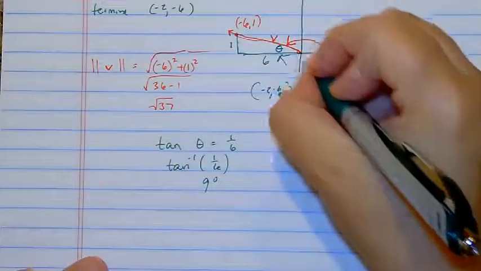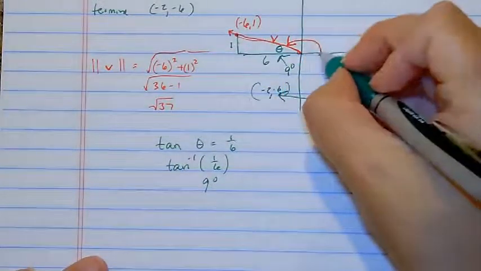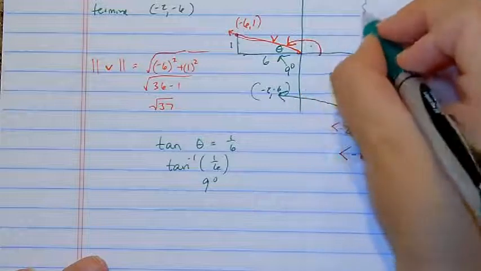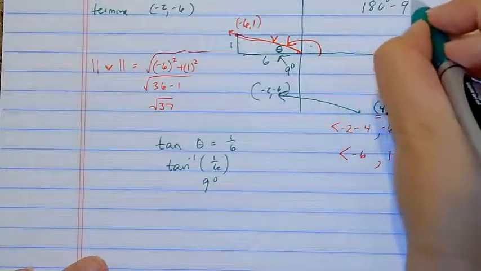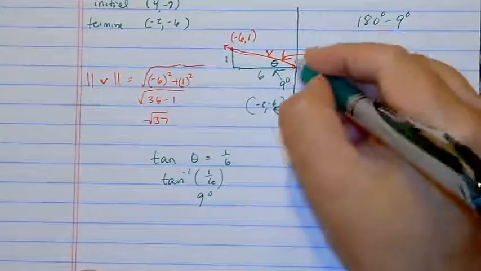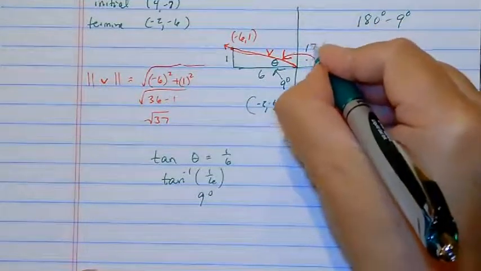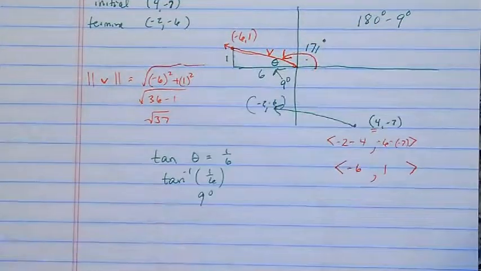So this angle right inside here is 9 degrees. So in order to find this angle, I'm going to take 180 degrees minus 9 degrees. So that angle would be 171 degrees.